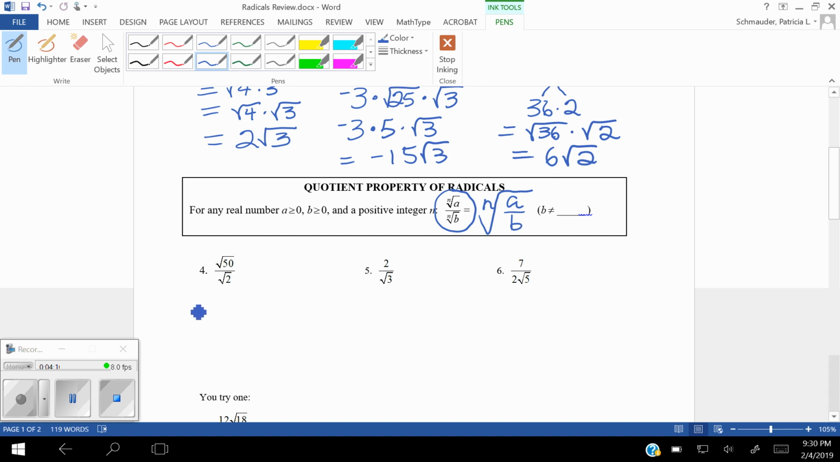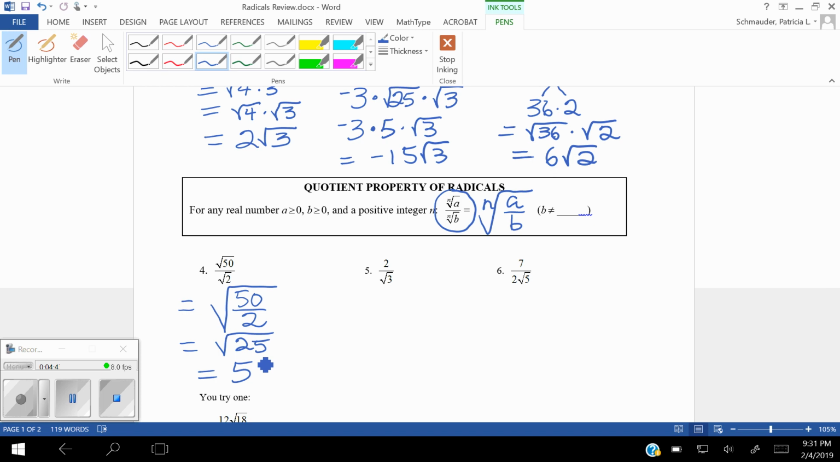So let's see how that plays out in example number 4 here. I want to go ahead and just apply my quotient property. So instead of taking the square root of 50, dividing it by the square root of 2, I'm going to combine that, take the quotient, and then take the square root of it. Well, that's really nice because 50 divided by 2 is 25, and I know the square root of 25 is 5.